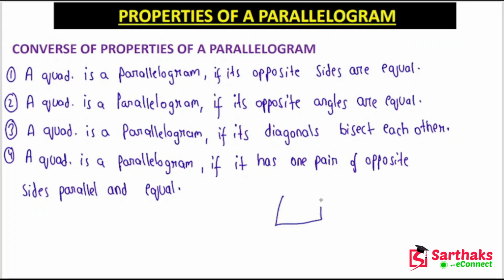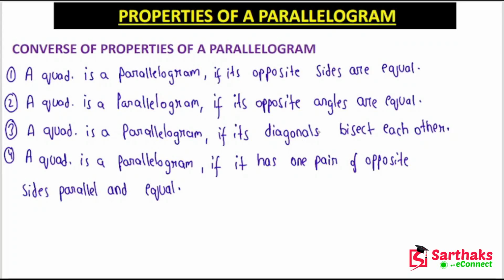So if this is a quadrilateral ABCD, and we have information only about the one pair, that is AB is equal to CD, and if AB is parallel to CD, if this is the case, then ABCD is a parallelogram, right? So we can have information regarding one pair also, but it should be both parallel and equal. So this was all about the properties of a parallelogram, right?